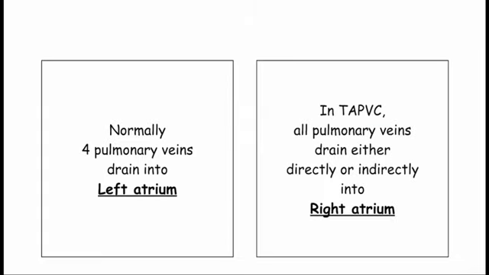Now, normally we know that there are four pulmonary veins that carry oxygenated blood from the lungs into the left atrium. In the case of TAPVC, all pulmonary veins drain either directly or indirectly into the right atrium.